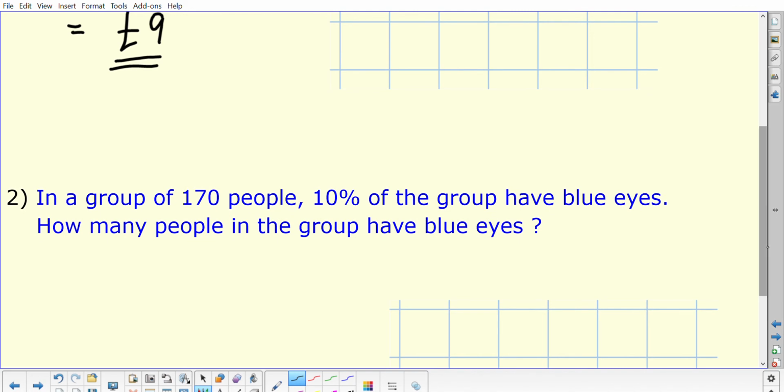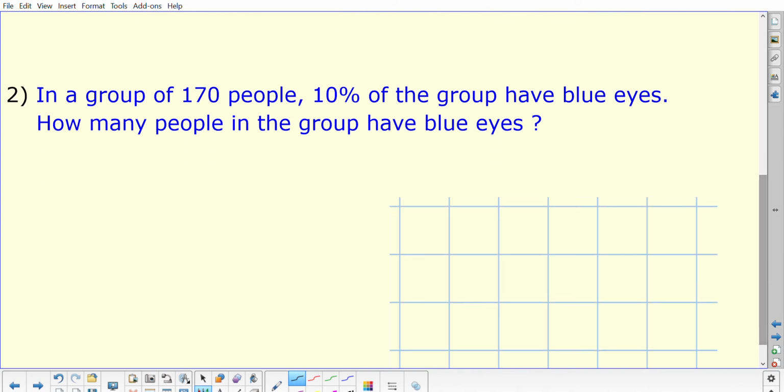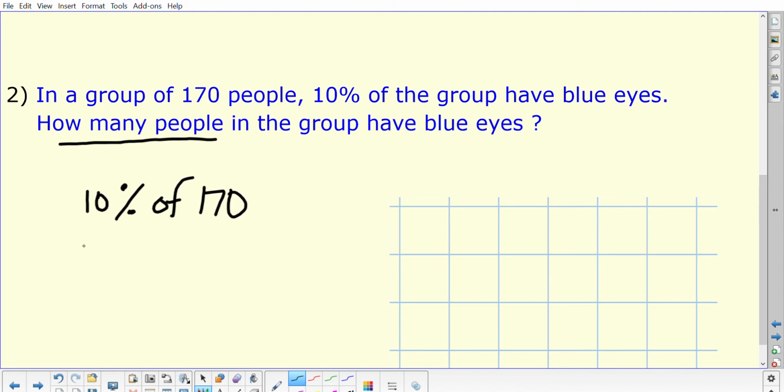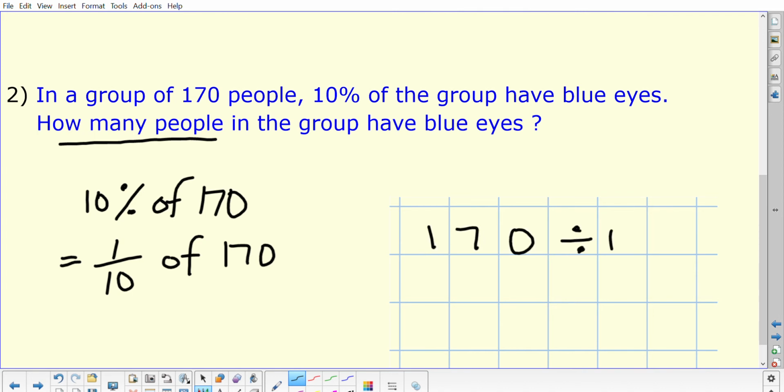In number 2 here, we've got a little problem. In a group of 170 people, 10% of the group have blue eyes. So if you're asked how many people that is, you need to be working out what is 10% of 170. And as you've just learned, 10% is the same as 1/10 of 170. Now that means you're going to take 170 and divide by 10.